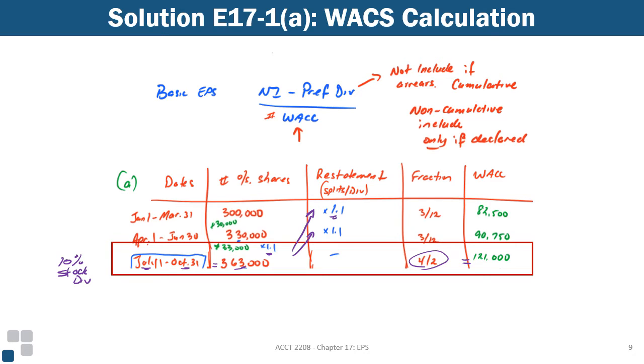So if we go back to January to March, the 300,000 beginning shares times 1.1 times 3 over 12 gives us 82,500 weighted shares for the period of January to March. Then for the period of April to June, the 330,000 shares we calculated times 1.1 times 3 over 12 is 90,750 shares. So you see why I wanted to leave those blank to begin with and then apply those retroactively. And once you reach the period that has the stock dividend, there is no restatement, because we're including it in the calculation of those number of shares.